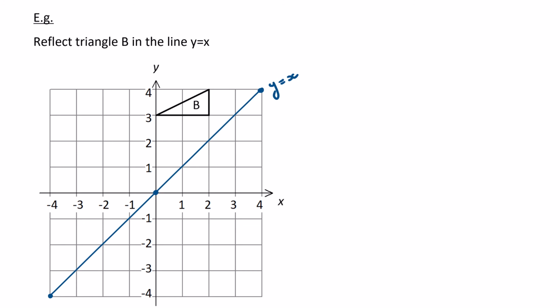Because this is a diagonal line, I recommend you move diagonally towards the mirror line from your vertex to the mirror line. So I'm going to color code my vertices, and I'm going to start with the green one, and moving diagonally across the grid means I'm taking half a step towards the mirror line and I'm half a step away. So this is my first vertex. I'm going to do the same with the pink one.